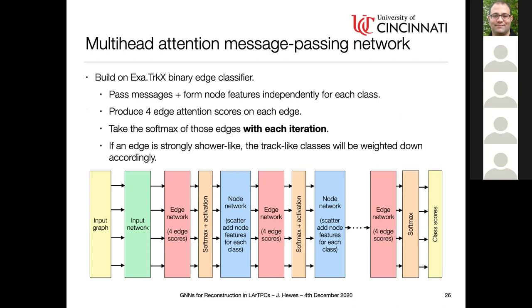Here, the model that we built is a little more complicated than the one I showed earlier, in that we have what's called a multi-head attention message passing network, where you pass messages and form node features independently for each class in the network. So rather than taking a single binary attention score, you have a separate attention score for each one of the classes. And you can take the softmax of the scores on each edge with each iteration. The idea here is that if the network thinks a particular edge is very shower-like, for instance, then that will naturally weight down message passing for the other classes. And hopefully that will help the network to disambiguate between the different class types.